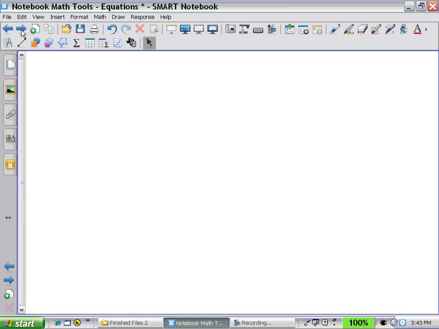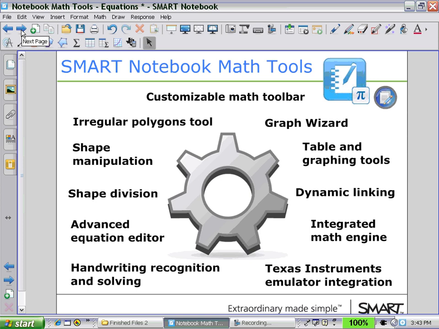In the next session, we will start to look at how to use the graphing tools and the table tools.